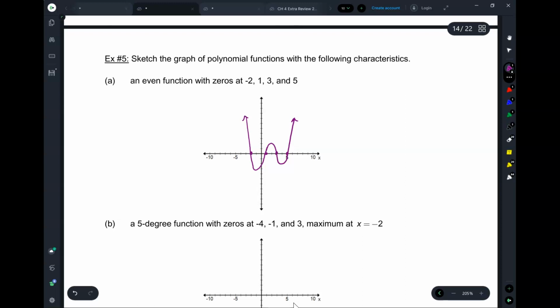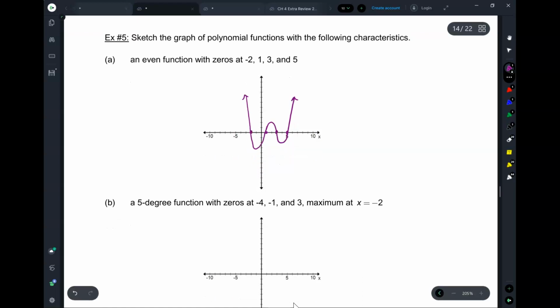Do I know how high the maximum is going to be or how low the minima are? No, I don't have enough information yet. Okay? All right, and that's good enough. You can make them symmetric. That's it? That's it. Okay.